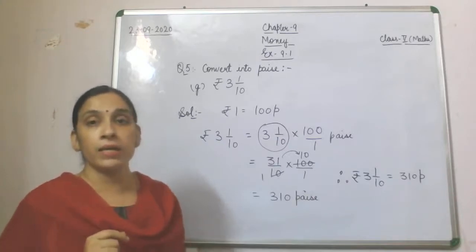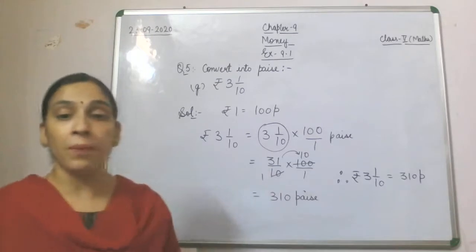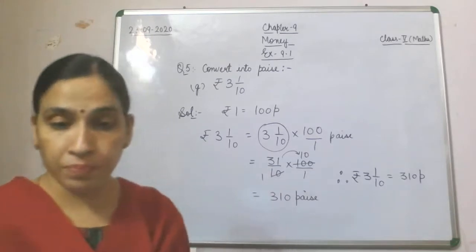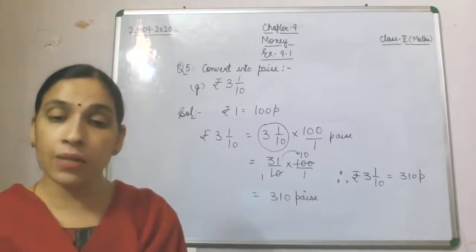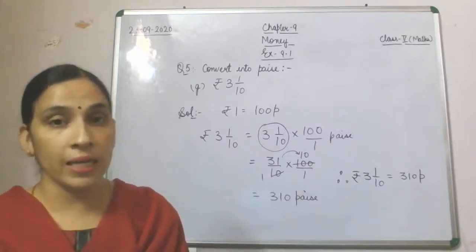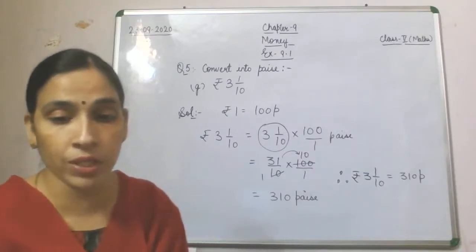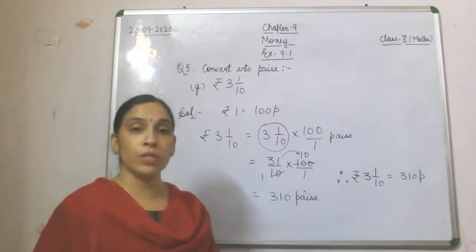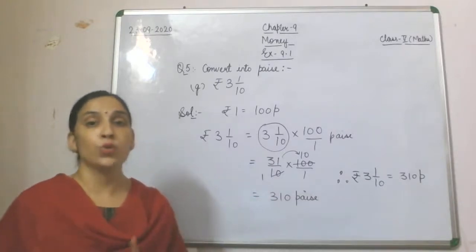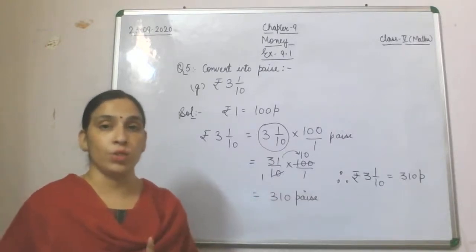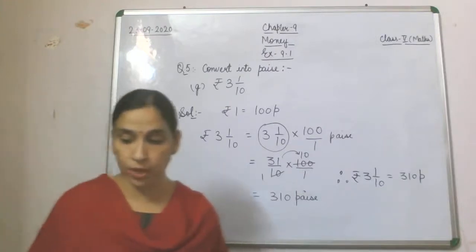Now with this question I have completed exercise 9.1, but in your book you have been given example 2, that is convert into paise. Again that question, and here you have a different kind of question, but all the questions are of the same kind as we have done in the exercise. So you all will do that example as well as this exercise 9.1.